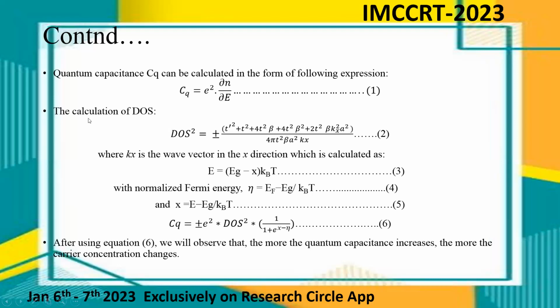So first of all, the equation of CQ, which is quantum capacitance, is stated as E square into del N divided by del E. The calculation of DOS is DOS square plus minus T prime square T square plus 4T square beta plus 4T square beta square plus 2T square beta kx square a square divided by 4 pi T square beta a square kx.